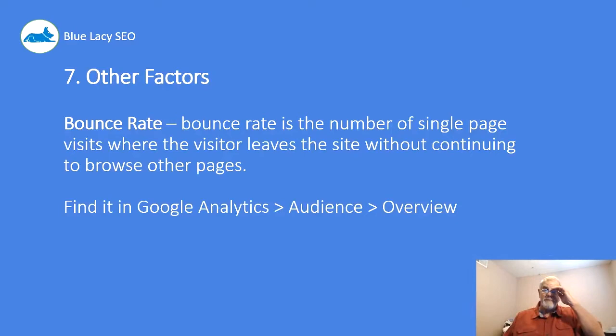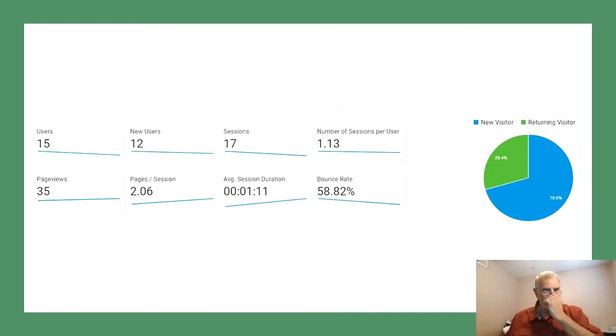Okay, we get to bounce rate. Bounce rate is a metric. It is the number of single page visits where the visitor leaves the site without continuing to browse other pages. Now, you can find out your bounce rate in Google Analytics, Audience, and Overview. So let me go there. This is a screenshot of one of the site's clients that I manage. And it has a bounce rate of 58.82.